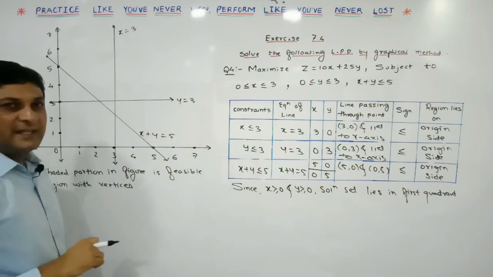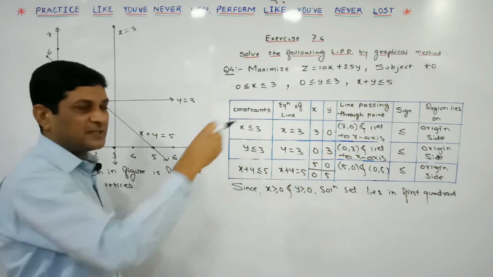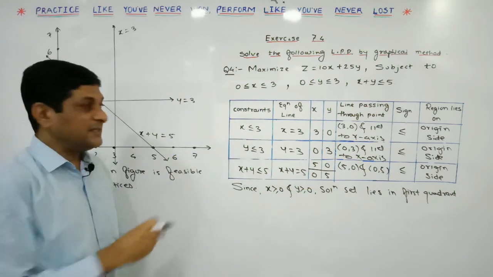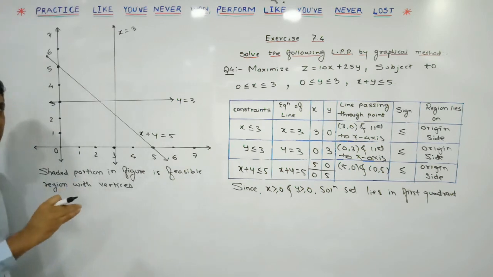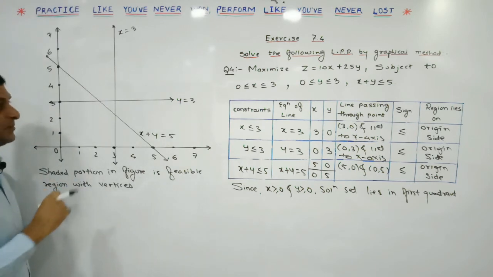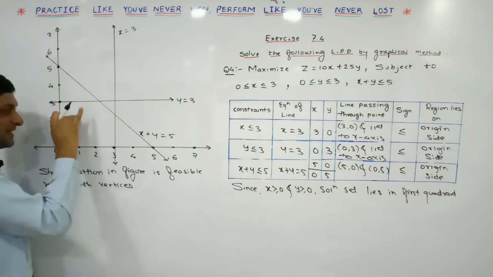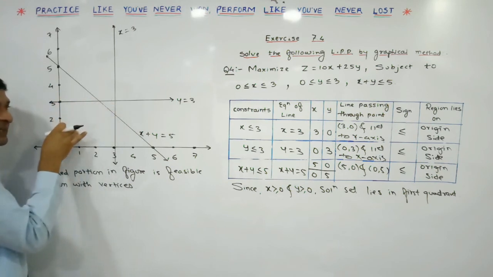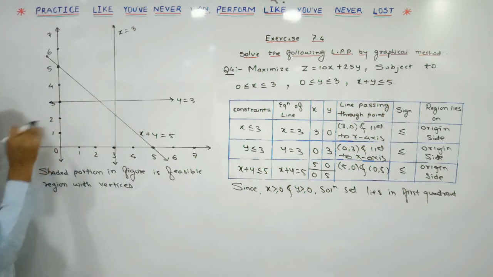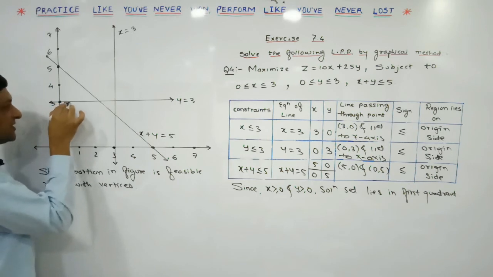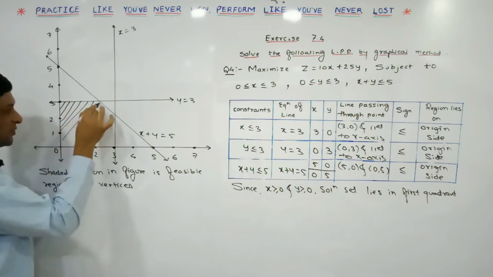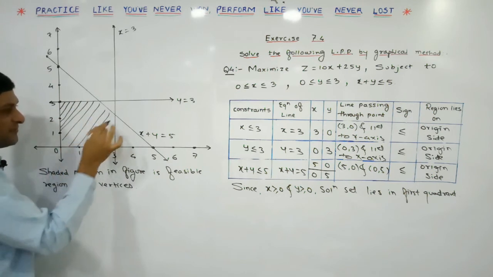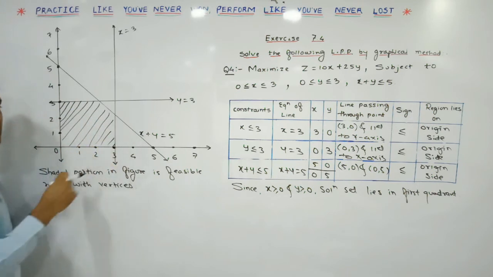Once all the lines are constructed, observe the signs in the constraints. All the signs are less than. Less than means for all these constraints, the origin side part will be our solution side. For the first line also the origin side part, for the second line also the origin side part, for the third line also the origin side part. So here we can easily observe that the set of all these points, the shaded portion, is nothing but our required feasible solution or feasible region.